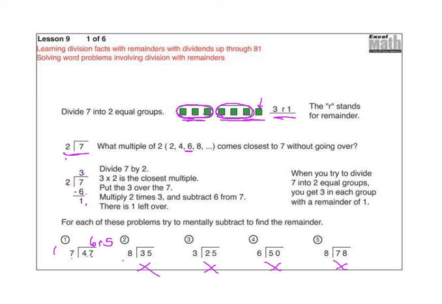All right, you should have the answers already, so let's go over those. 8 times 4 is 32, remainder 3, because from 32 to 35 is 3. 3 times 8 is 24, 1 more to make 25. 6 times 8 is 48, 2 more to make 50. And 8 times 9 is 72, 6 more to make 78.